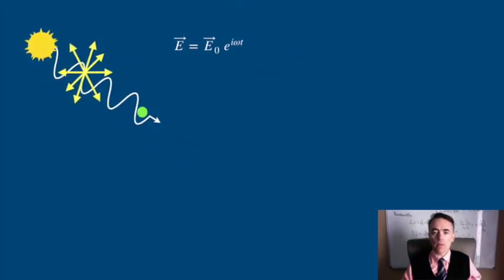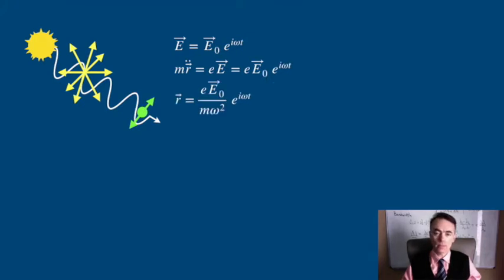acting on a free electron of electric charge e. Then the differential equation for the motion of the electron is given by Newton's second law. That has a solution which depends on the inverse of the square of the frequency. Charges follow forced oscillations in phase with the incoming wave.